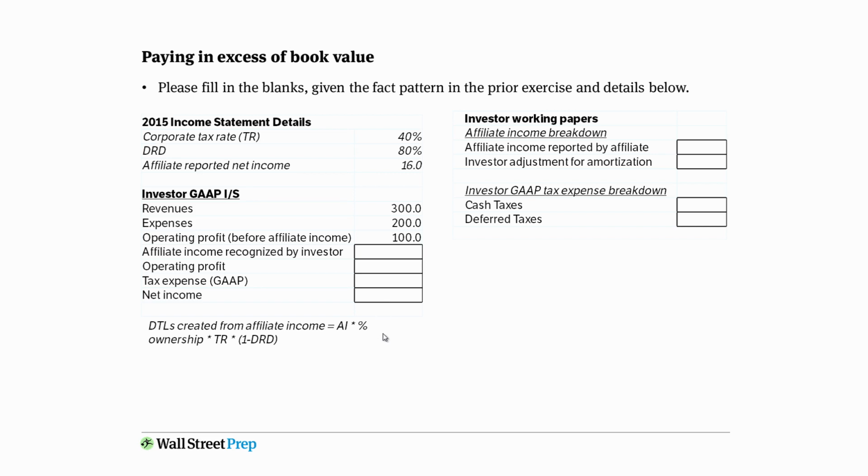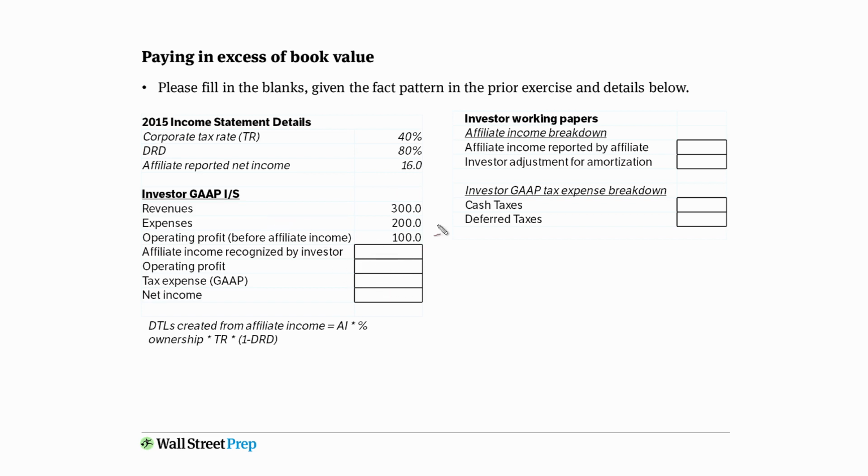So we have an investor income statement with revenues of $300, expenses of $200, and operating profit. This is before the affiliate income. The affiliate Yahoo is generating $16 billion in net income. So this is a little bit different from the prior exercises. Just be careful, because we provided a different net income in our prior hypothetical. And so we're trying to understand what is the net income of the investor, namely Google here.